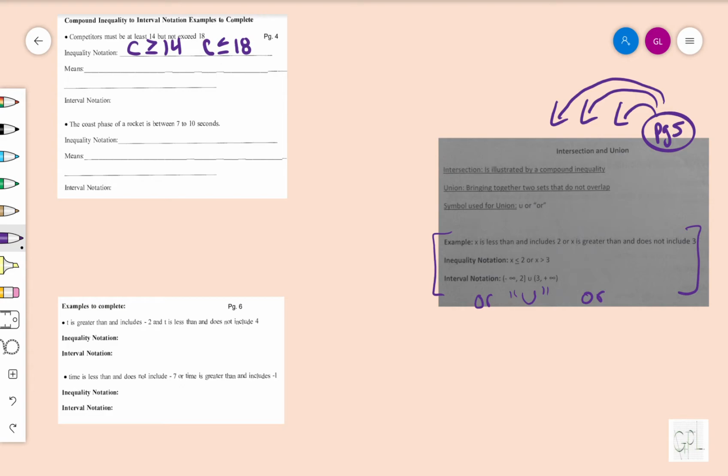I probably should have done the work over here off to the side. So my apologies. I have so much stuff over here. I probably should have written it over here off to the side.